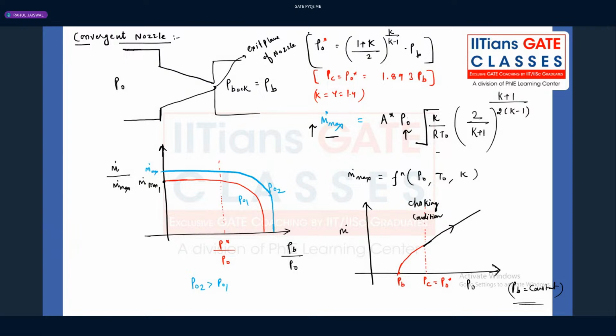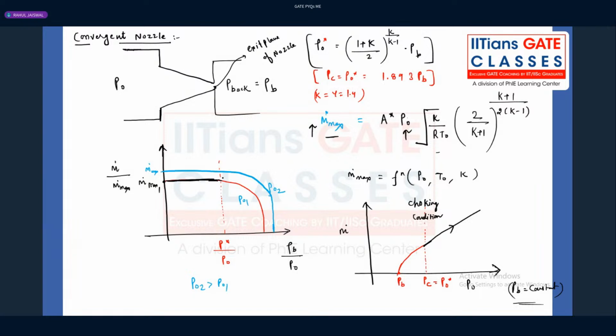Just like what we have seen, when P naught remains constant and you try to decrease the back pressure, you cannot achieve more than the choked mass flow rate. That is the maximum mass flow rate. After that, it will remain constant. You cannot get more than, for example, 6 kilogram per second. But here, you can attain more than 6 kilogram per second when you try to increase the P naught also.